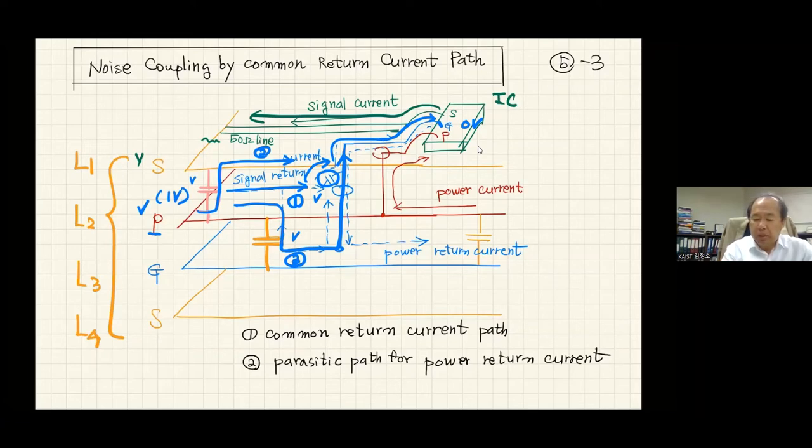Now let's talk about, we have a decoupling capacitor, then the power supply current has to go through this path.